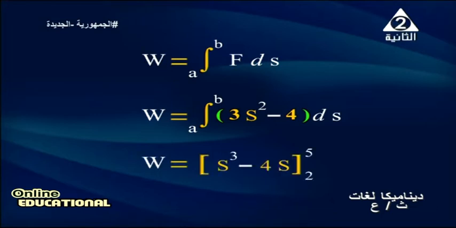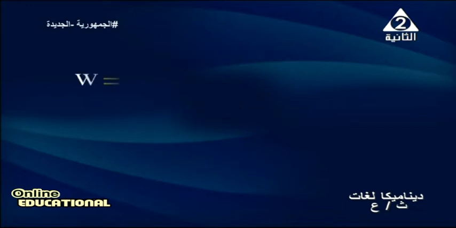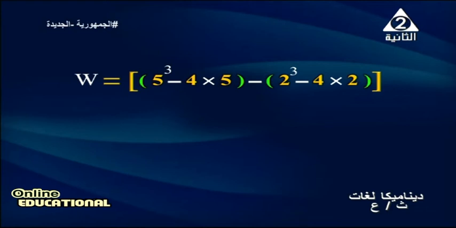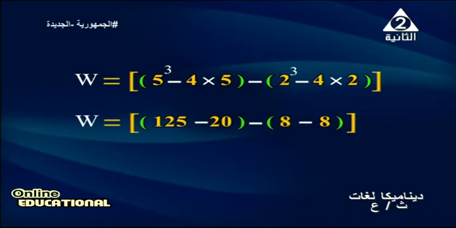The integration of 3s squared equals s cubed, minus the integration of 4 which is 4s, from 2 to 5. Then the work equals 5 power 3 minus 4 times 5, when we substitute s equals 5, minus when s equals 2, then 2 power 3 minus 4 times 2. The work W equals 125 minus 20 minus 8 minus 8. Then the work equals 105 joule.